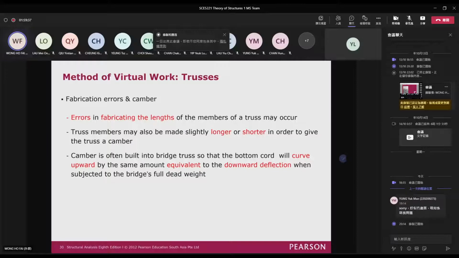Using the same idea, you can also find the effect of fabrication error. Due to the error in the length of the member, sometimes it is a bit too long and sometimes it is a bit too short. Then it will cause the structure to have deformation. When you fabricate your member, sometimes it is not perfect. Sometimes it is shorter than you expect, sometimes it is longer than you expect, right?